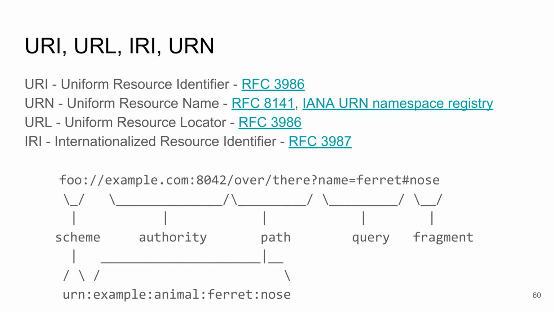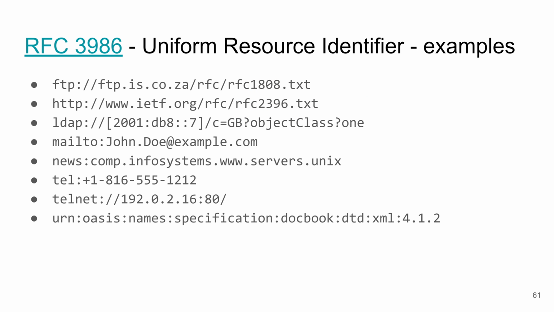And that leaves us with IRI, Internationalized Resource Identifier. Now, an Internationalized Resource Identifier is a URI which allows you to use Unicode encoding in the path part. So URI actually allows you to only use US-ASCII in the path part. IRI allows you to use Unicode. So these are all examples of URIs. They are all in ASCII. They use different schemes like FTP, HTTP, LDAP, mailto, and so on.